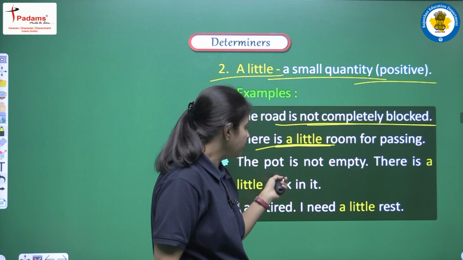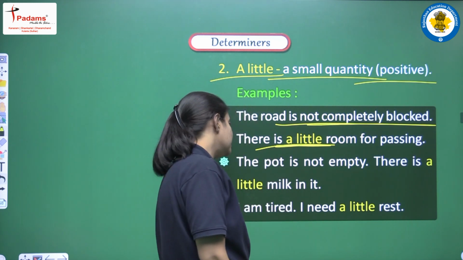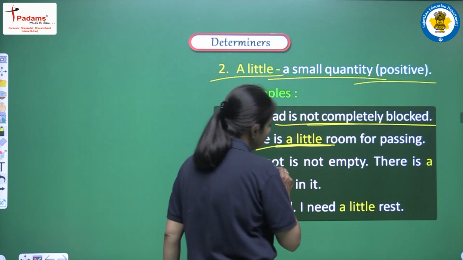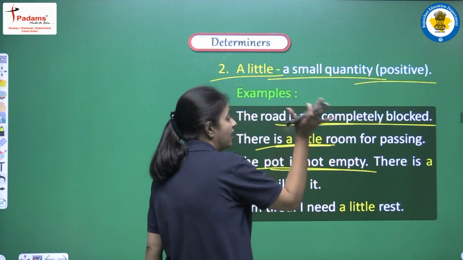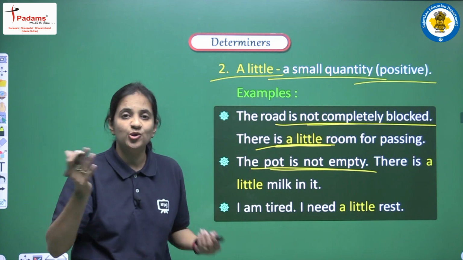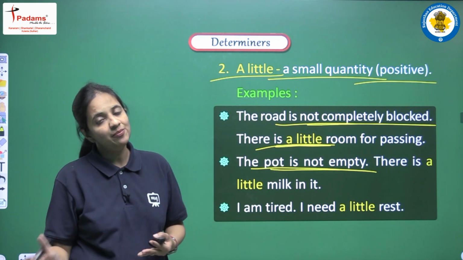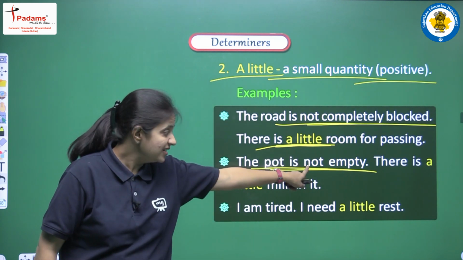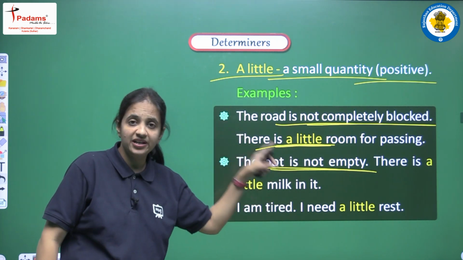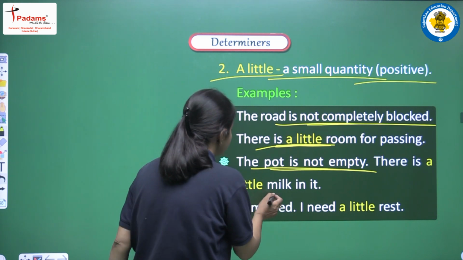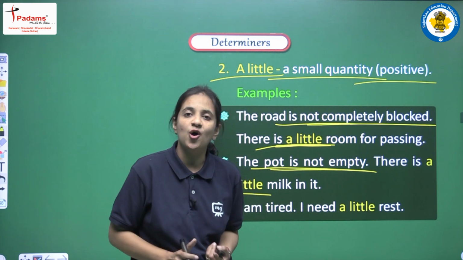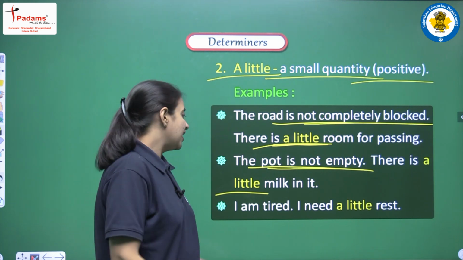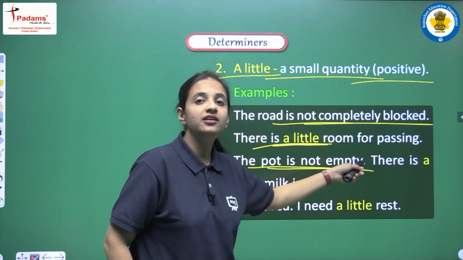Next is, the pot is not empty, there is a little milk in it. So now we are saying first of all that the pot is not empty. Okay, अब वो empty नहीं है, it means उसमें थोड़ा milk तो है. अगर बिल्कुल भी milk नहीं होता तो हम कहते हैं कि yes, the pot is empty. But now we are saying that the pot is not empty, it means that yes, there is a little milk in the pot. Okay.